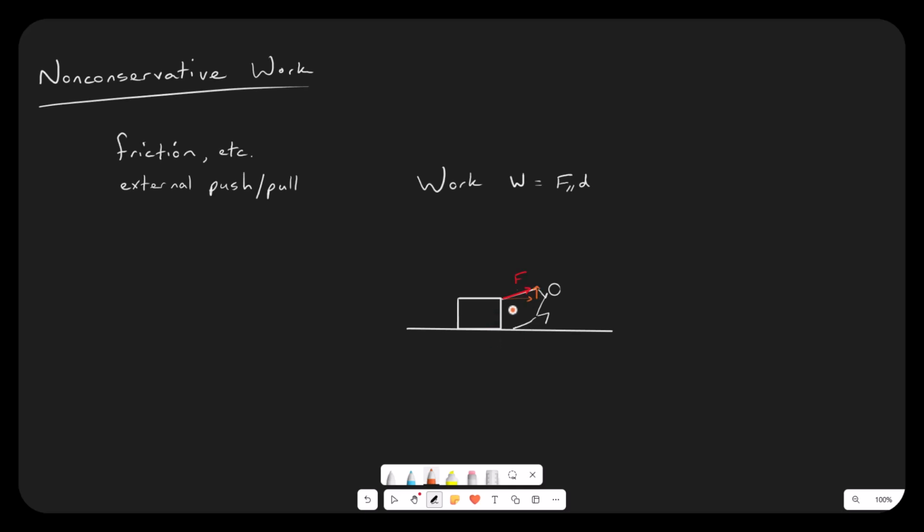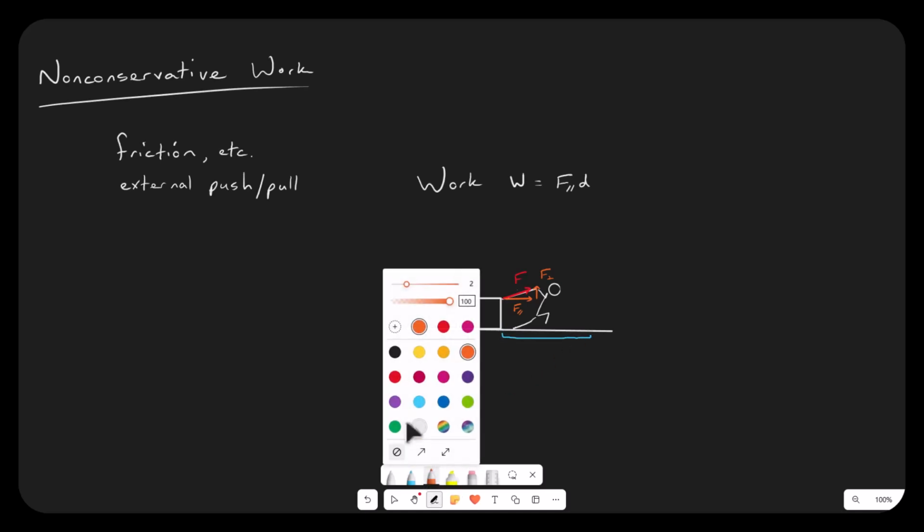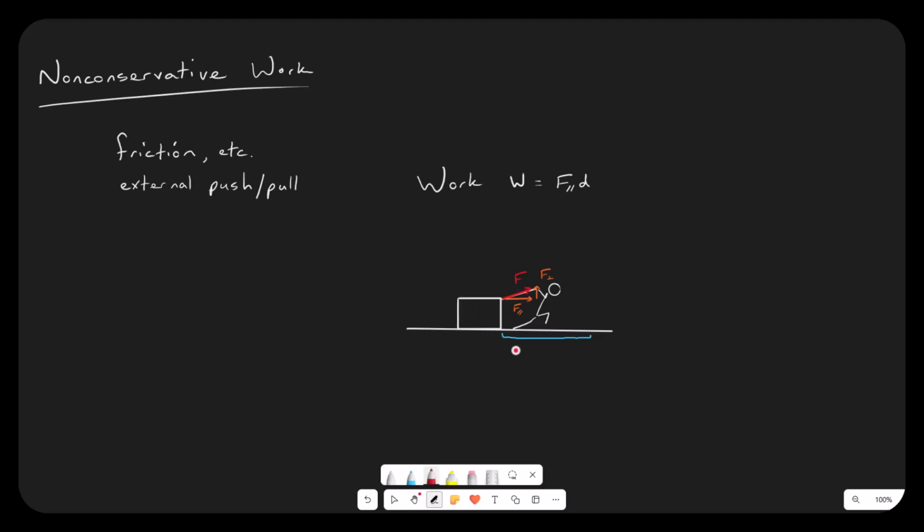I'm not moving vertically. So I have a parallel force and I have a perpendicular force, which asks the question, parallel and perpendicular to what? Parallel and perpendicular to the direction that I'm moving my object. So if I'm moving my object horizontally, the work that I'm doing is going to be equal to my horizontal force times the distance.